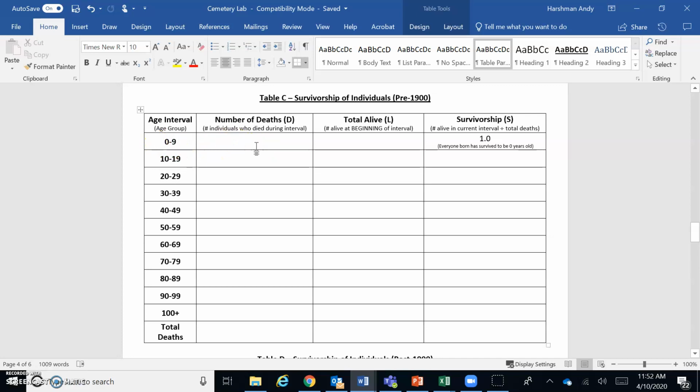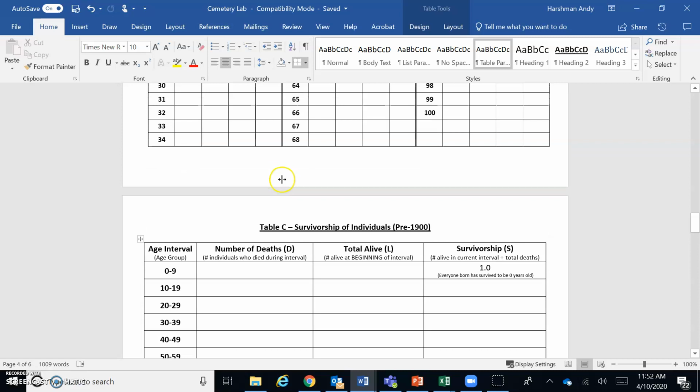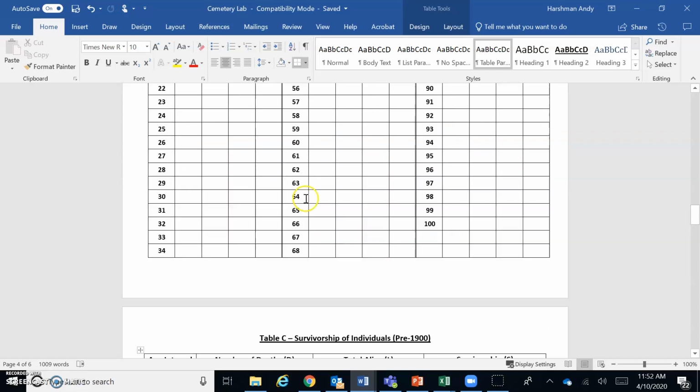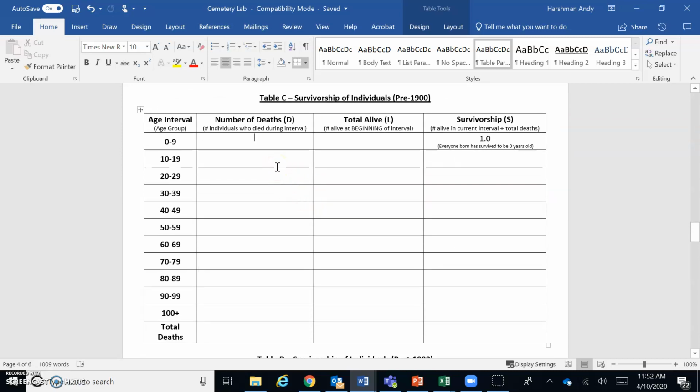So I'm just going to go ahead and enter some numbers here so I can show you how we're going to calculate the rest. If I did number of deaths 0 to 9, and remember this is pre-1900, so that would be the first table. Out of the 100, remember you did 100 people, let's say that 15 of them died from 0 to 9. Then it was like 13, so on and so forth as you went down. Okay, maybe 12 people, something like that.